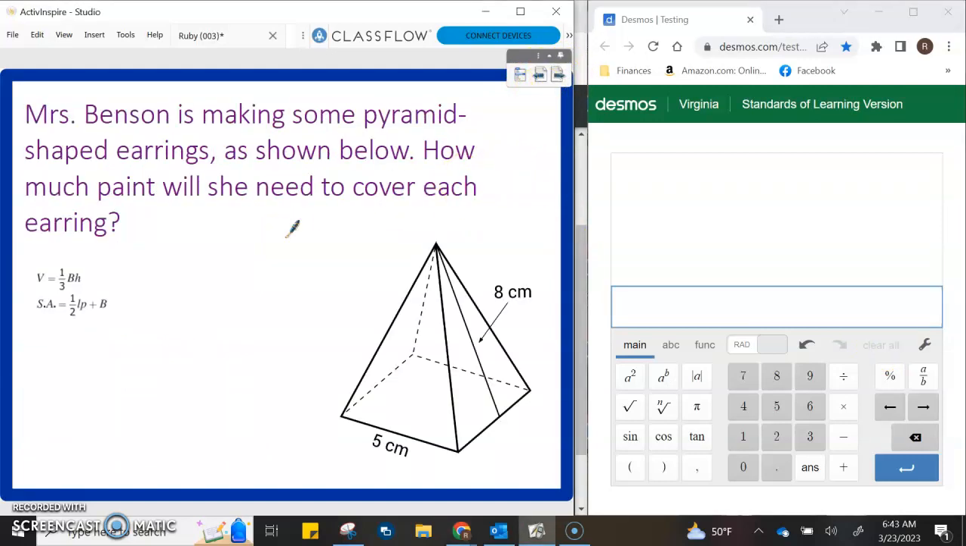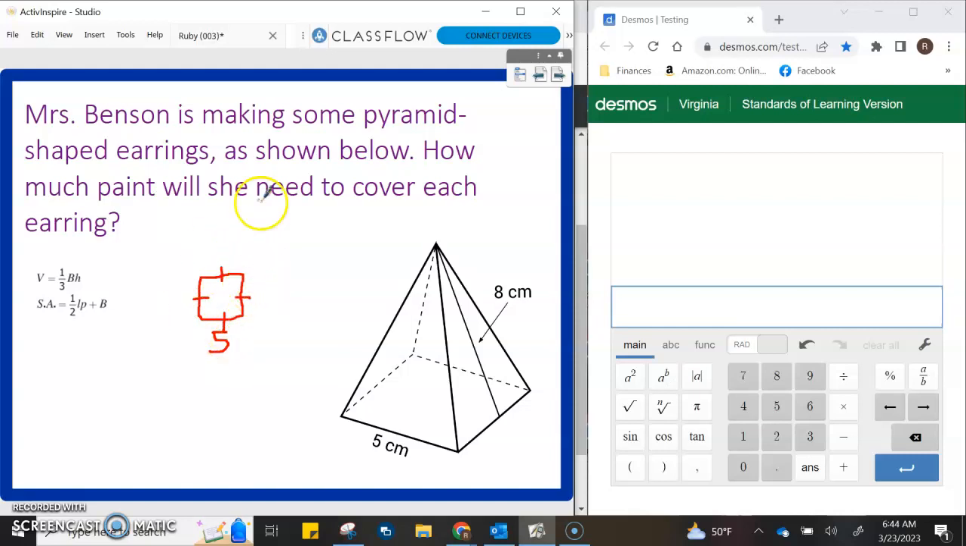This is a square-based pyramid. Do you see it down there? And since I know it's a square base, I'm going to go ahead and draw my square. And I know that each side is 5 because I see that here. And that means every single side is 5. They're all exactly the same.